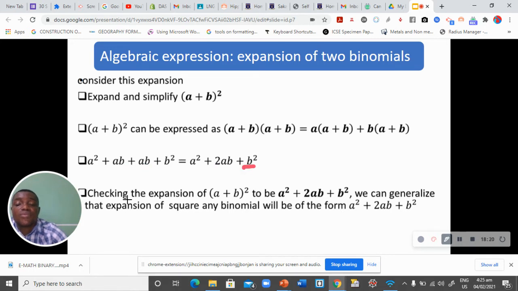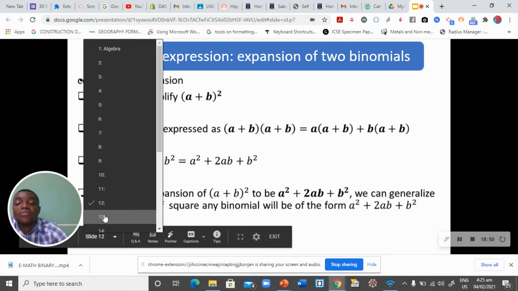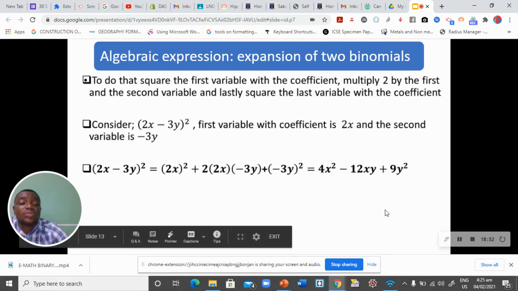So this one becomes a rule. When we have two variables we want to square, we will always get a squared, which is the first squared, plus 2 times first and second, then the last item squared. So we can generalize this one: we will always use a squared plus 2ab plus b squared. So it becomes like a rule that we will use to expand our expansions. So let's look at this example.